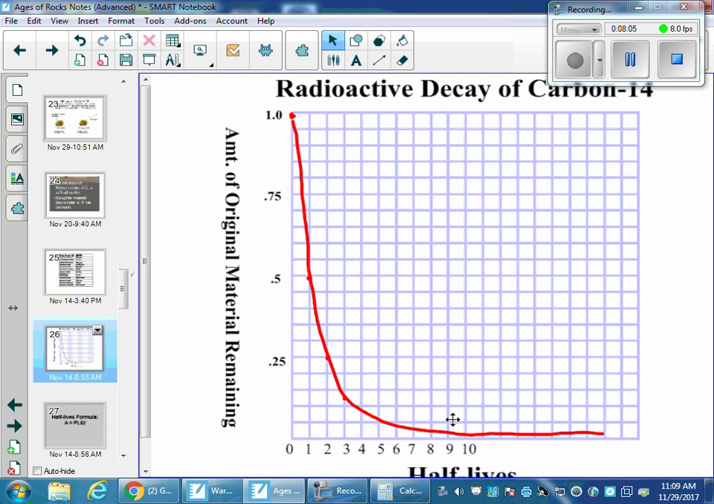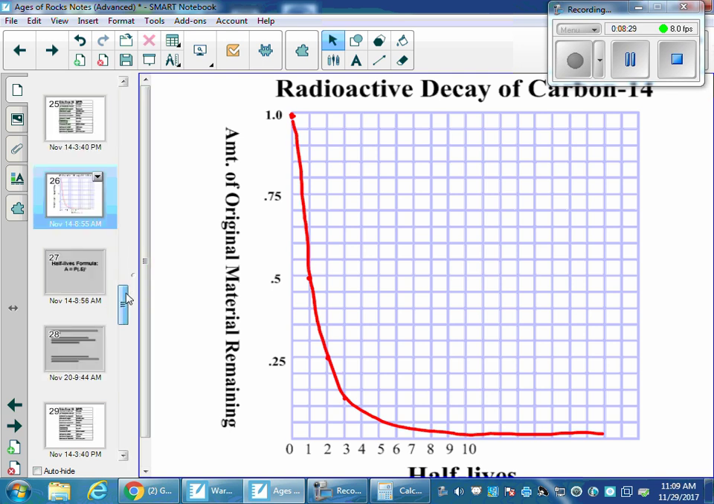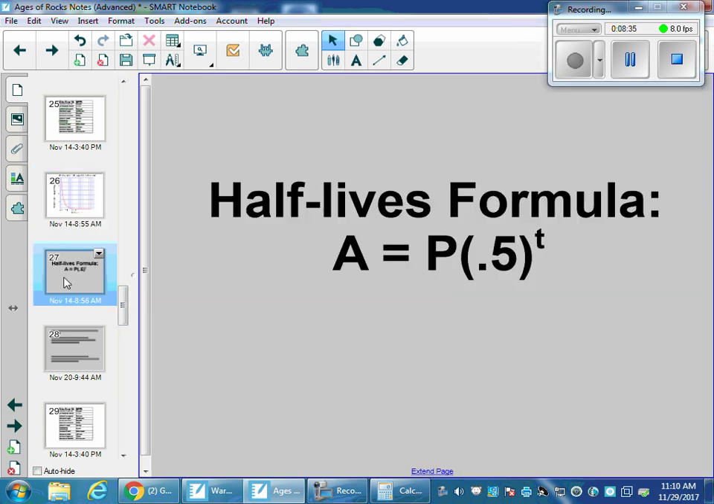Now, there does get to a point where it's so small, it's not really a measurable amount, and we would say it's essentially 0, but it never is completely gone because we're continuing to go half-life, half. There would still be some of it remaining. Now we can use this idea to calculate how old different things are using the half-life. So there's a formula that we are going to use.